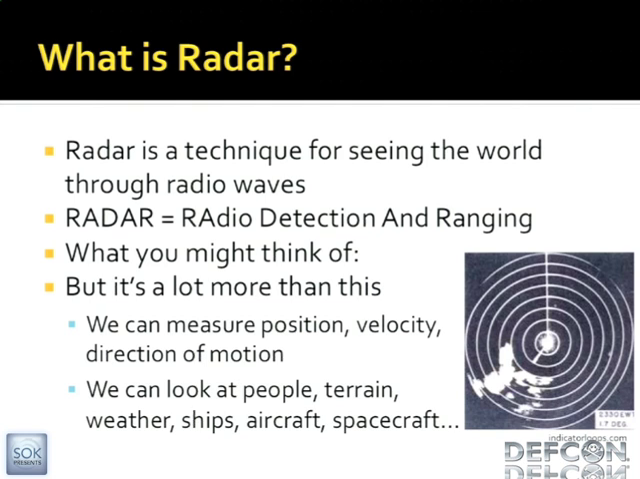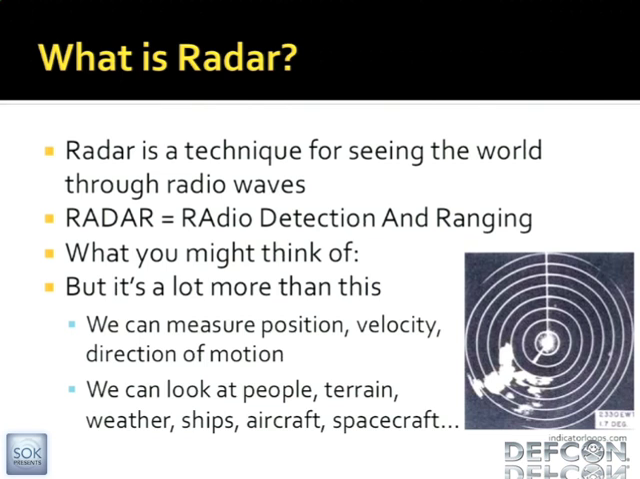What you might think of traditionally is something like, I think that's a weather radar from the 40s or something. That's the basic idea of what people think, but what you're measuring is essentially the position of something, the velocity of something, the direction of motion of something. But you can actually do a lot with this type of technology. You can look at pretty much anything.